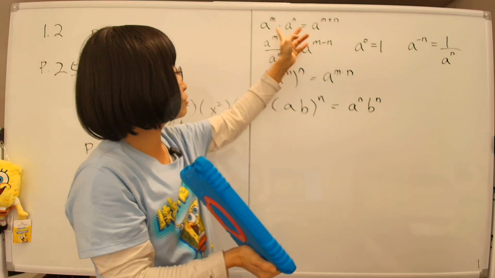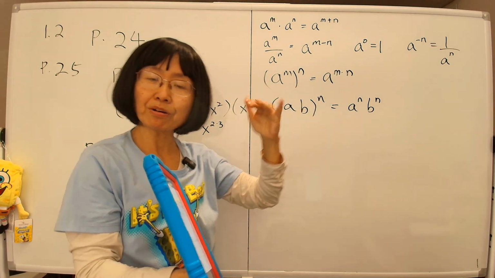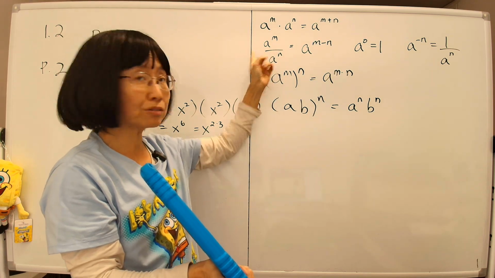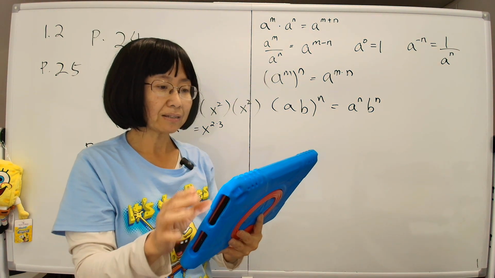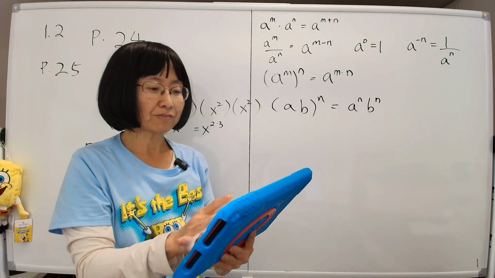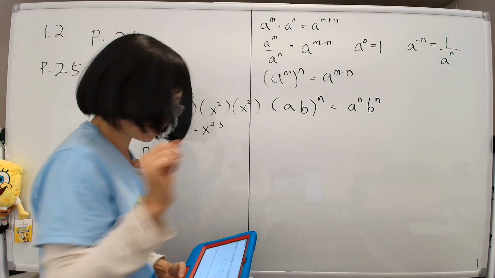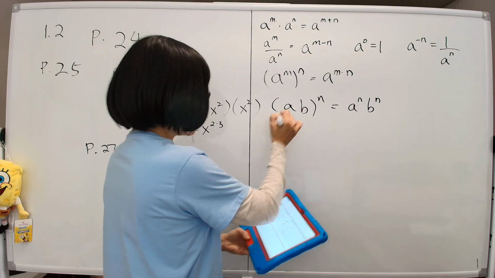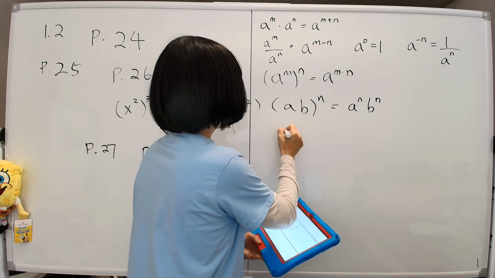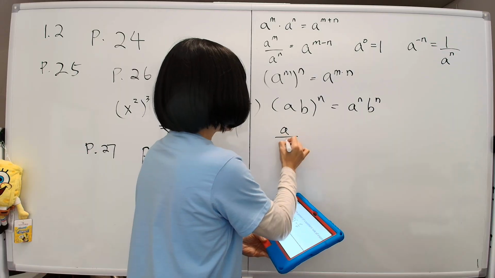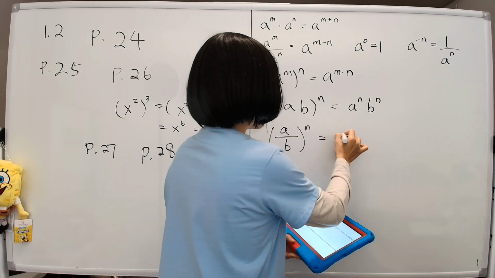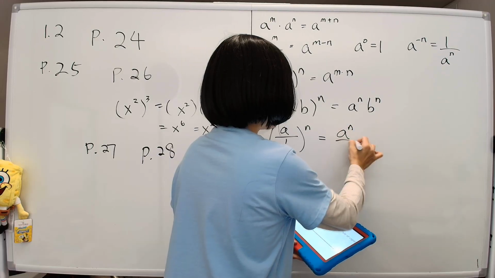You're following this rule right here, but for both top and bottom, and you're also following this rule. These two rules are being applied together, which gives us the following formula. That is, if you have a over b, both raised to the power n, that will equal a to the power n over b to the power n.